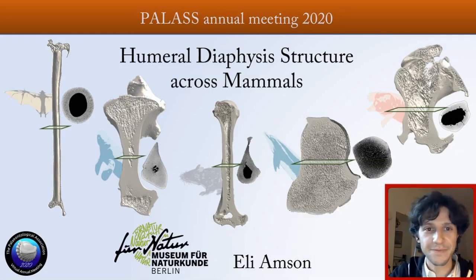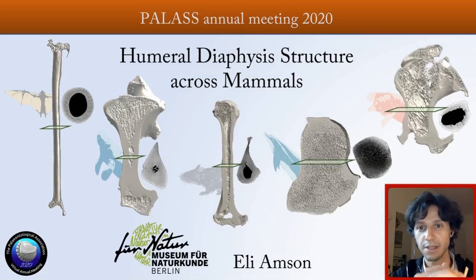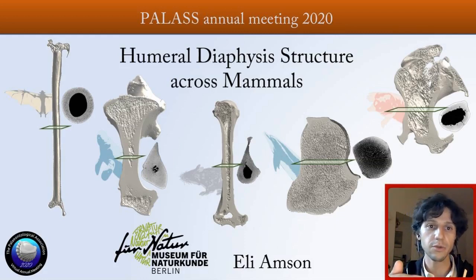Thank you very much. So hello, my name is Eli, and I'm going to talk about the inner structure of long bones, the humerus in particular. We know that bone structure reflects some functional adaptations. This is typically demonstrated looking at the cross-section at mid-diaphysis, the middle of the shaft, because it is often assumed that the diaphysis structure is uniform and tubular.